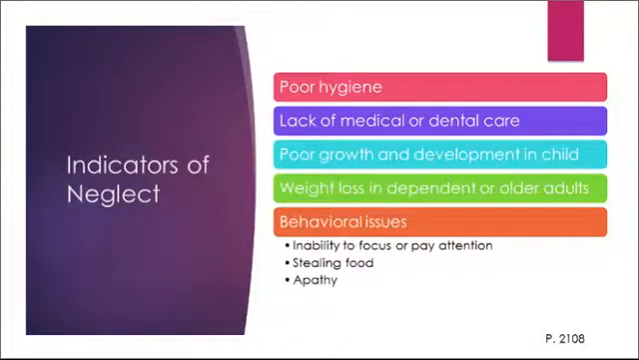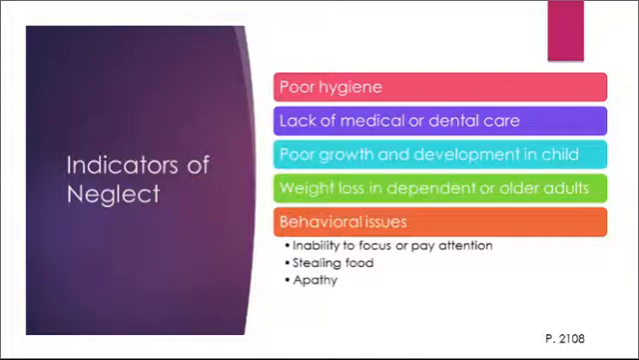And then you have neglect, back on 2108. Abuse and neglect in the first column there: poor hygiene, lack of medical or dental care, poor growth and development, weight loss in dependent or older adults. Some behavioral issues, stealing food, apathy. Neglect is an important assessment whenever you're doing any type of physical assessment. Symptoms may present differently depending on age group and population.